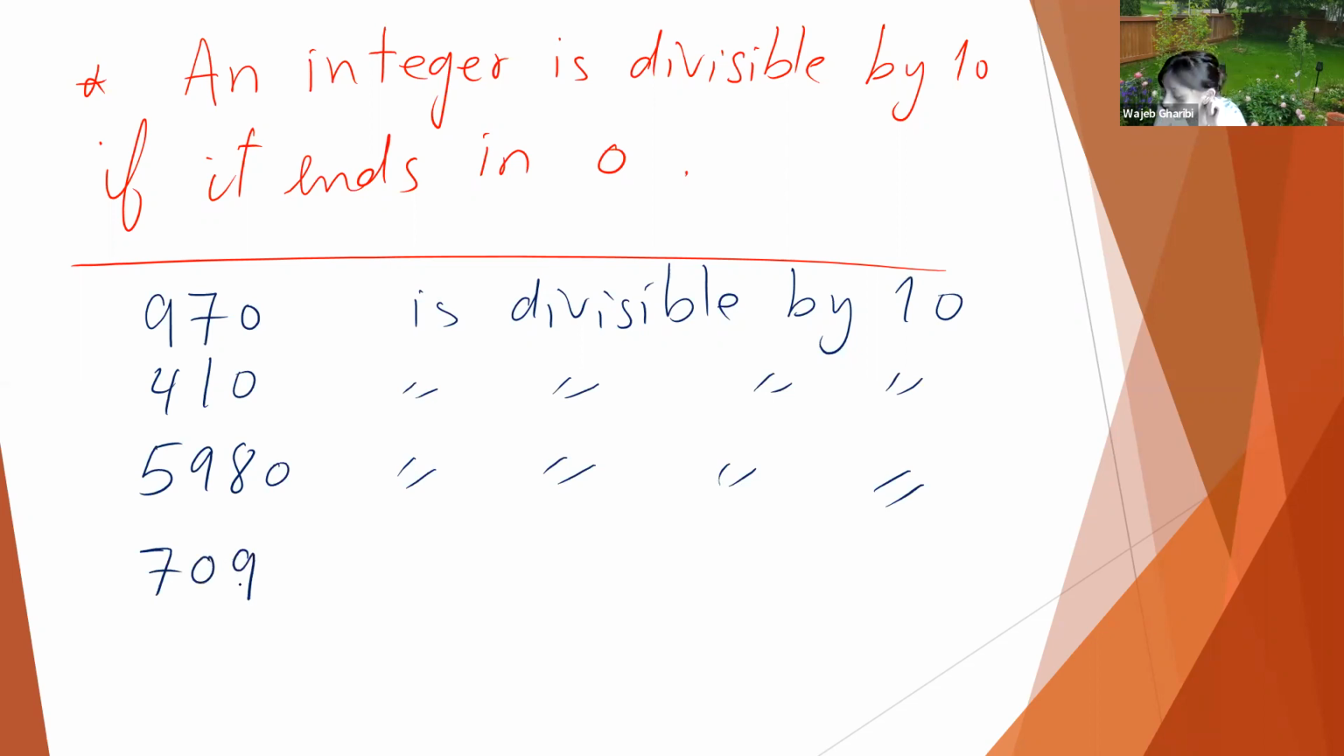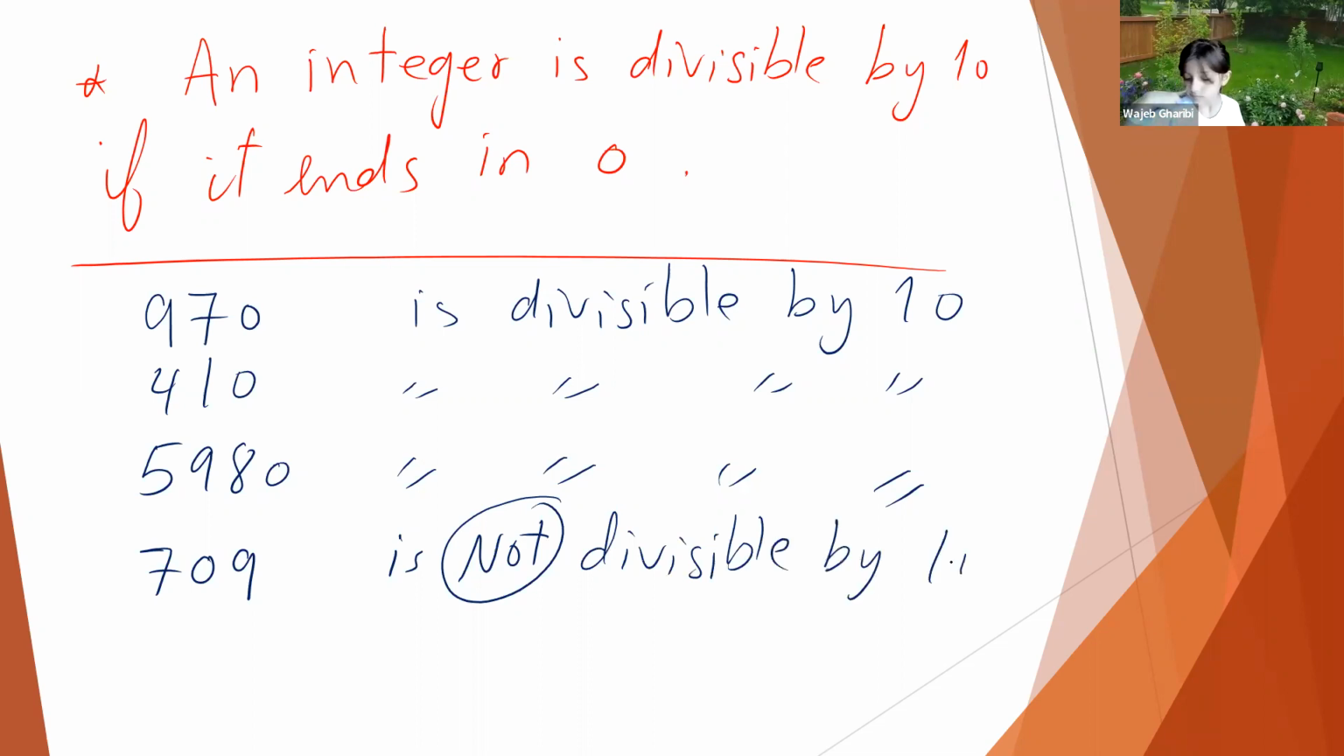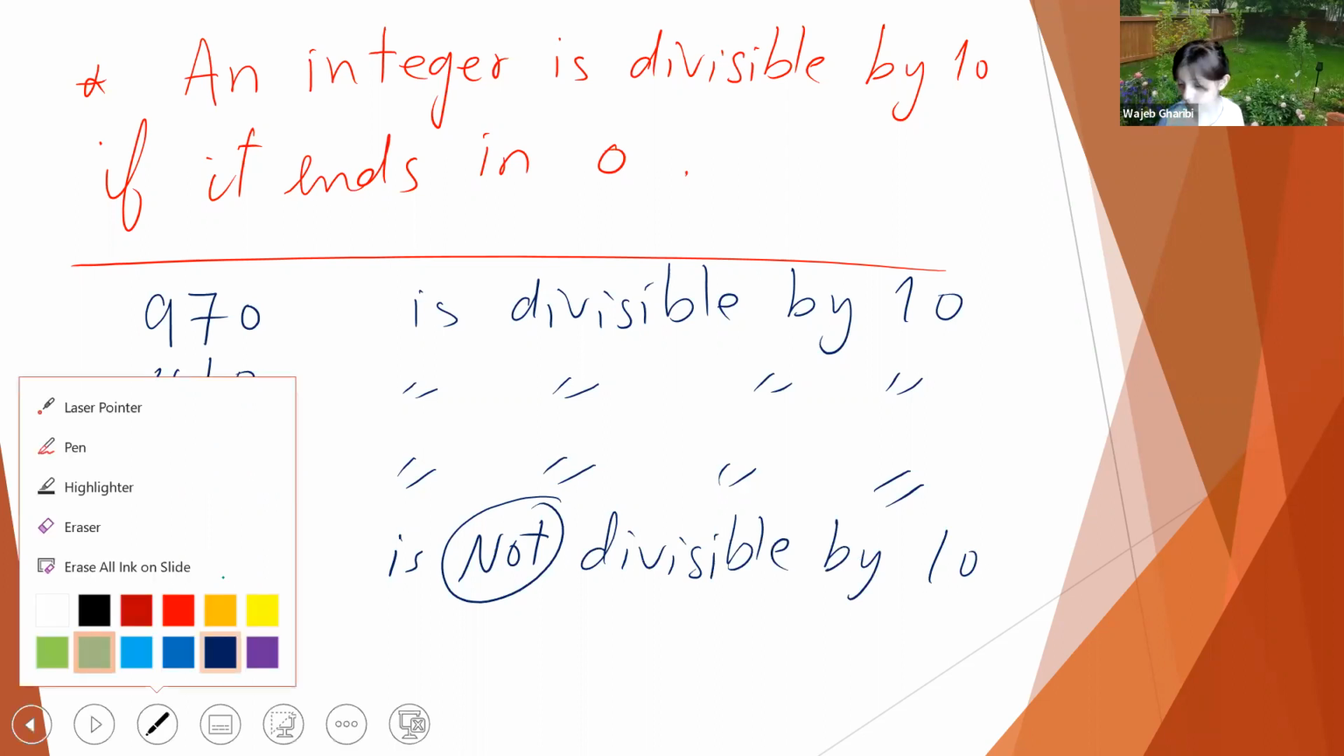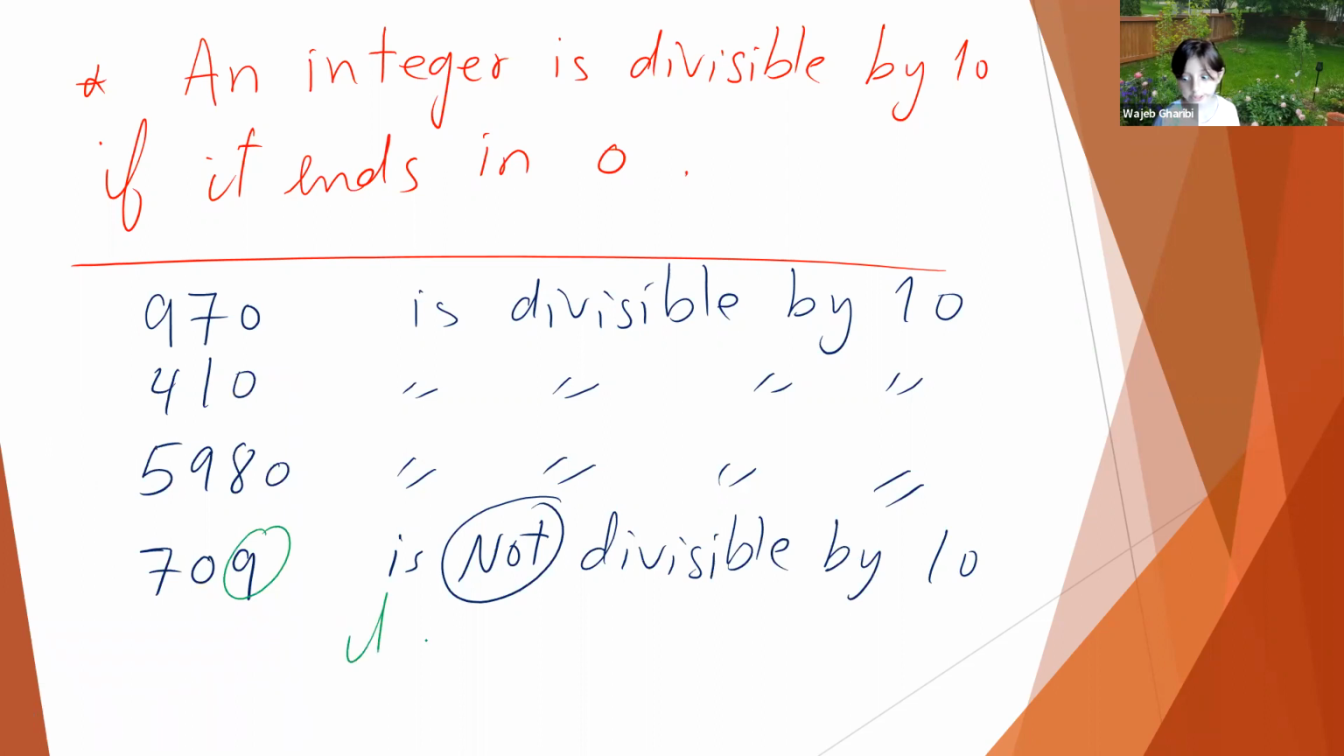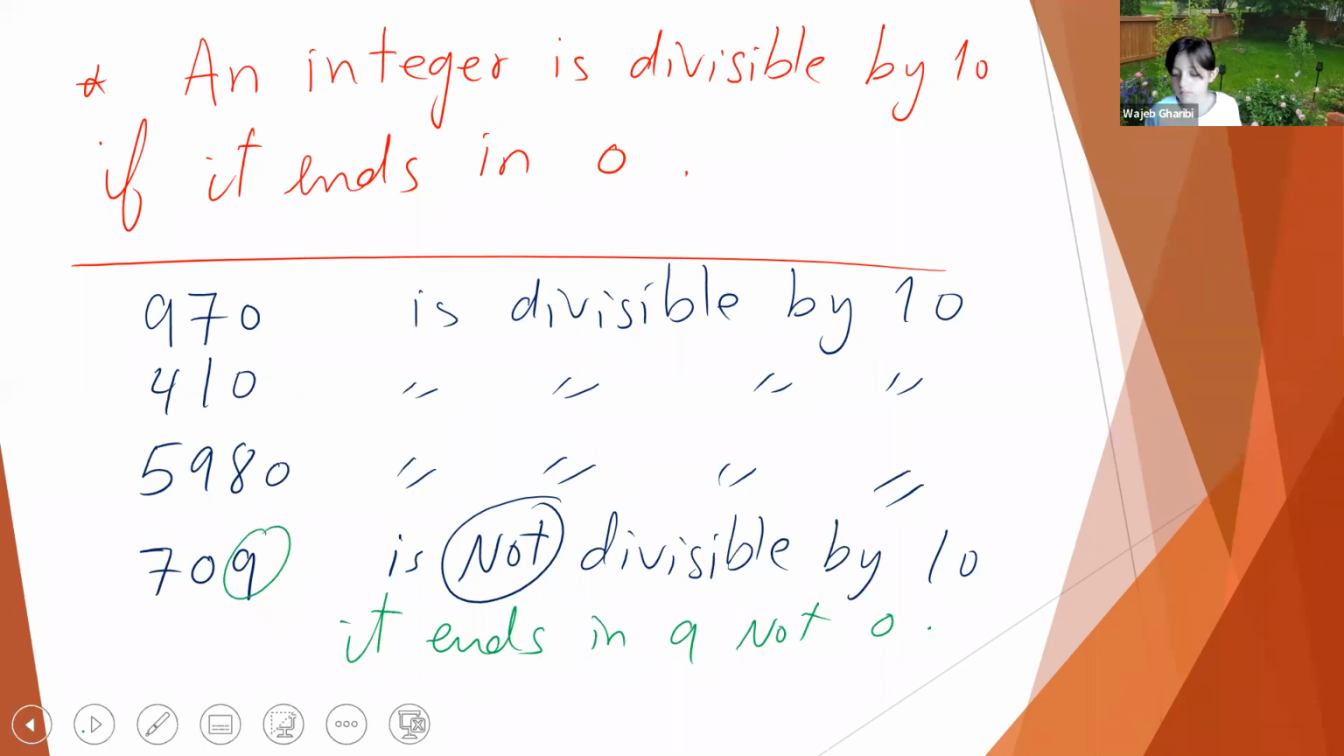709, no, it is not. Why is it not divisible by 10? Because it does not end in 0. It ends in 9 and not 0. Okay? So one more thing, and here is very important, 970.